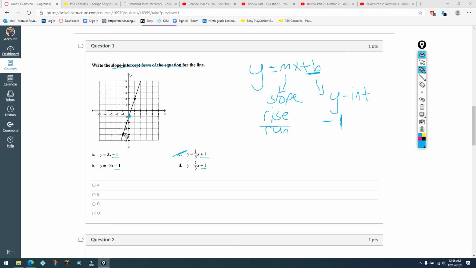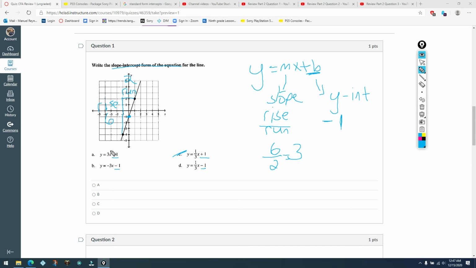All right, so I'm going to go ahead and do rise. So it's going to be 1, 2, 3, 4, 5, and 6. So my rise right here is 6, and my run is going to be 1 and 2, right? So my run is 2. So I have a rise over run of 6 over 2, which gives me an answer of 3.